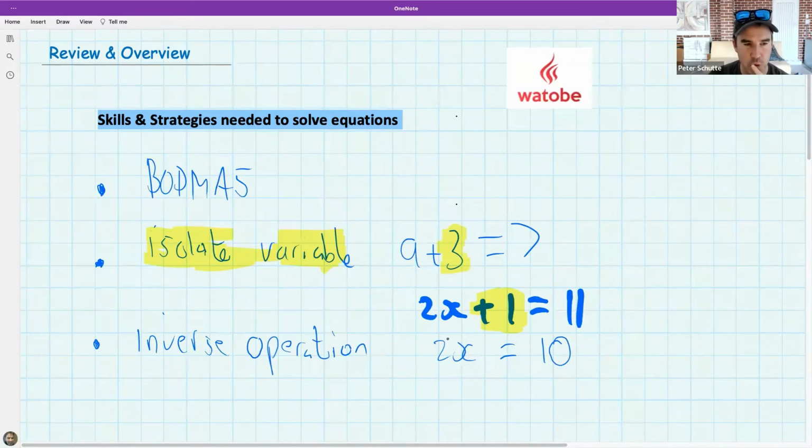Now tell me about the 2. What about the 2 here? We divide 2x by 2, and we divide 10 by 2 as well. Exactly. And so what would our final answer be?